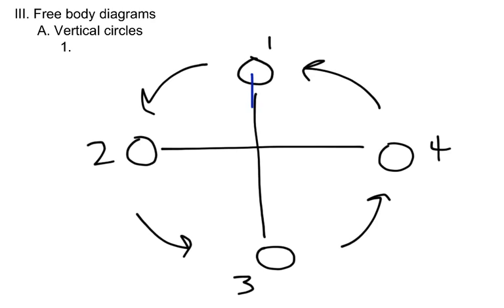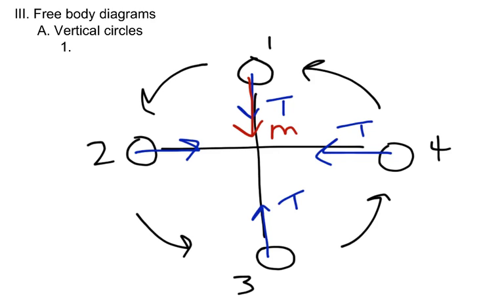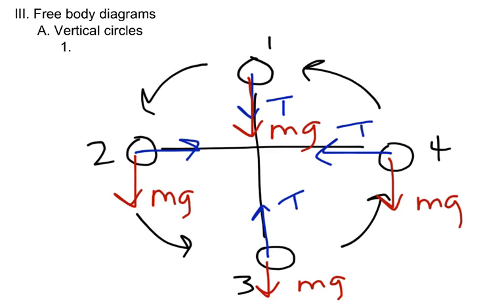In case 1, there is a tension in the rope acting down. In case 2, the tension is to the right. In case 3, the tension is up, and in case 4, the tension is to the left. But there is another force acting here, and that is the weight of the ball. The weight, by the way, is always down. So in case 1, the weight's down. In case 2, in red here, my weight is down. In case 3, my weight is down. And in case 4, my weight is down.